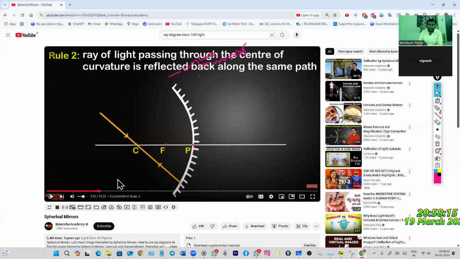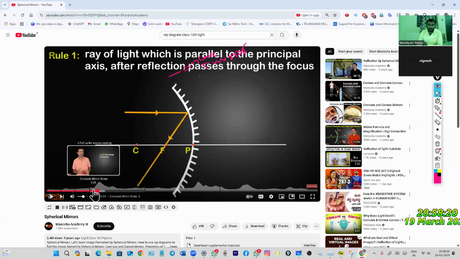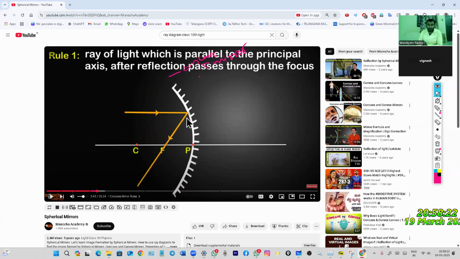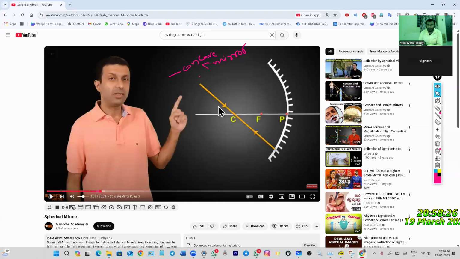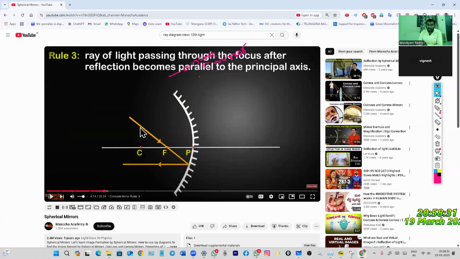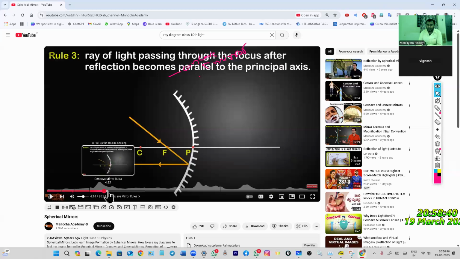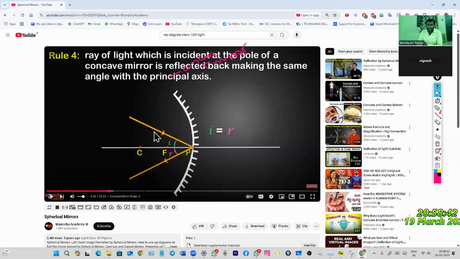Okay, see, this is the rule. He told it as rule one: a ray parallel to the axis passes through the focal point. This is rule one. He told rule two: a ray passing through the center of curvature reflects back. Actually I told this as rule two, he told rule three, a little bit of variation. A ray passing through the focal point becomes parallel. And incident angle equals reflected angle, rule four. Did you understand?